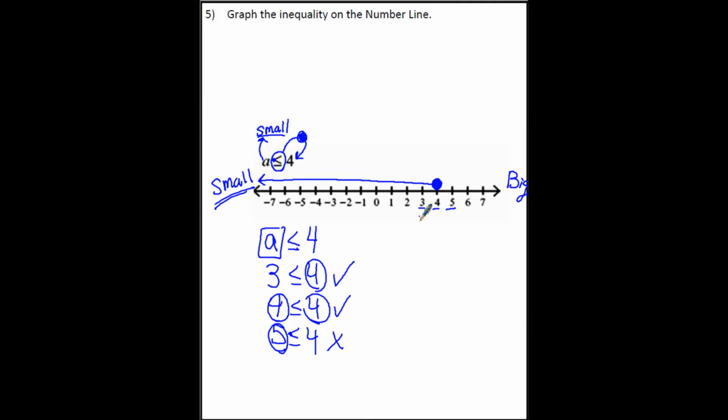So if we're looking at these solutions, 3 is a solution because 3 is smaller than or equal to 4. 4 is equal to 4, so that's a solution. And 5 is not equal to or less than 4. So everything to the left where the line is, is the solution. Everything to the right is not.